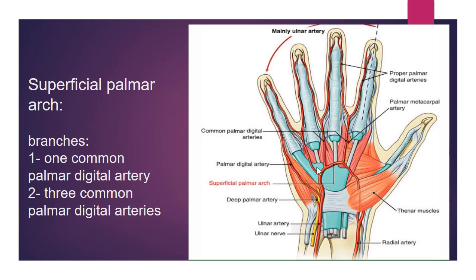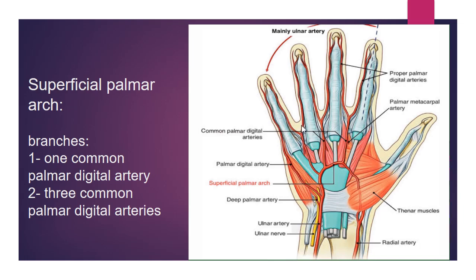Three common palmar digital arteries. The word common indicates that they have to supply the adjacent sides of the two fingers. We have the common palmar digital artery for the adjacent sides of the two fingers. That is why they are termed as common palmar digital arteries, 1, 2 and 3. Three common palmar digital arteries, they arise from the superficial palmar arch.